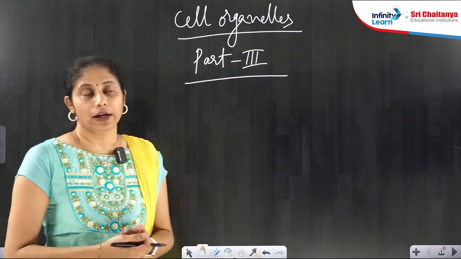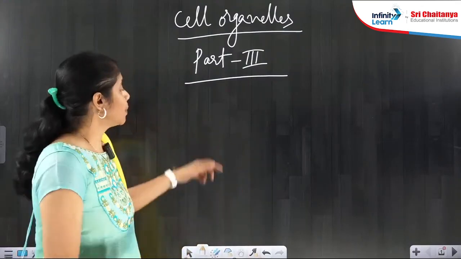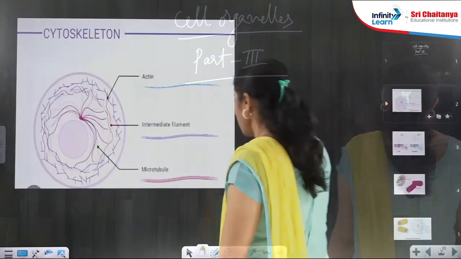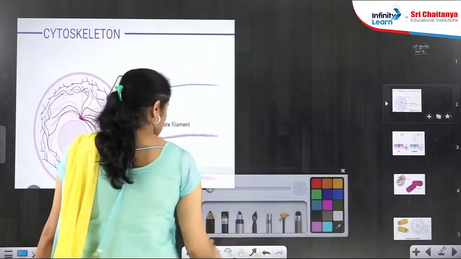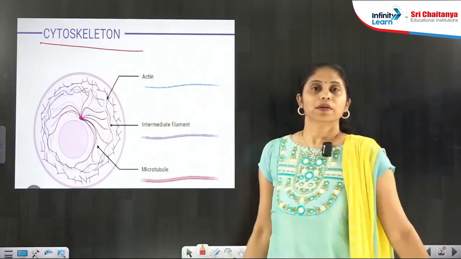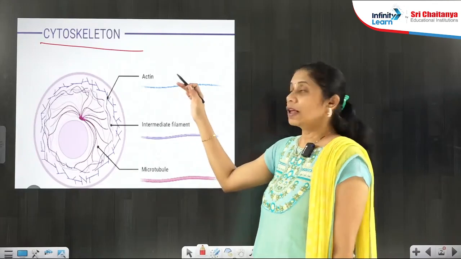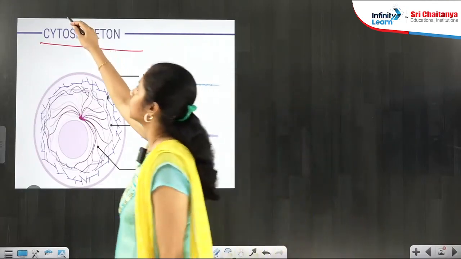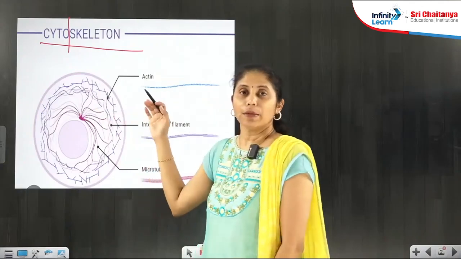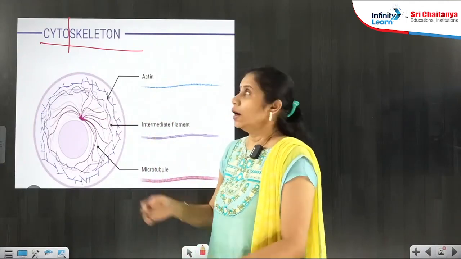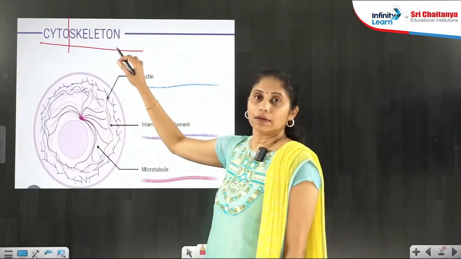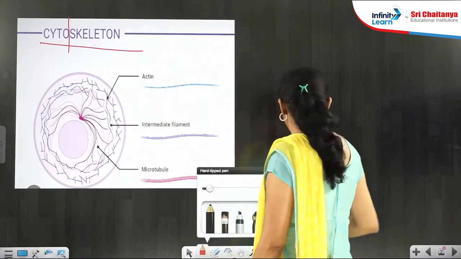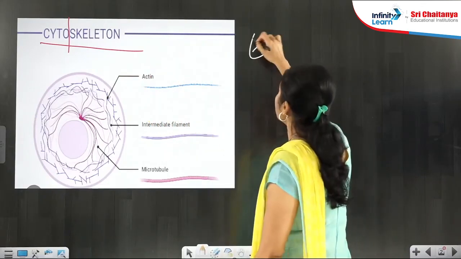The remaining cell organelles we'll be seeing. In this part 3, the first one is the cytoskeleton. You can see here, this is the cytoskeleton. It is nothing but the cell skeleton. In short, cyto means cell, skeleton means the skeletal system. It is made up of reticular structures, an elaborate network.